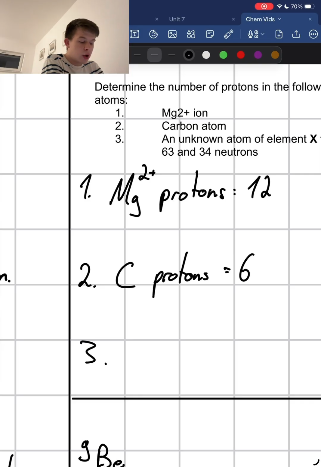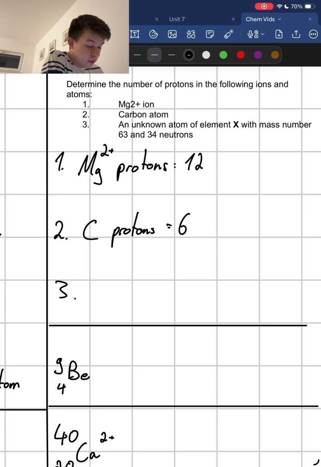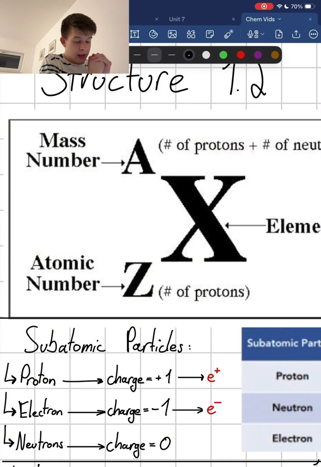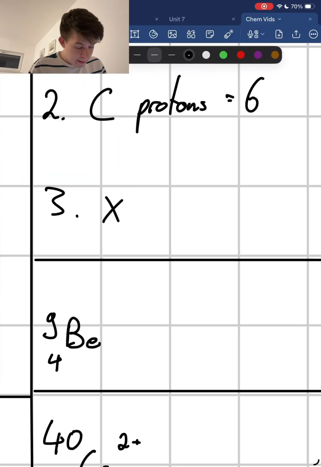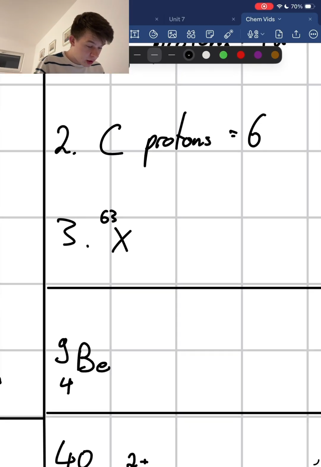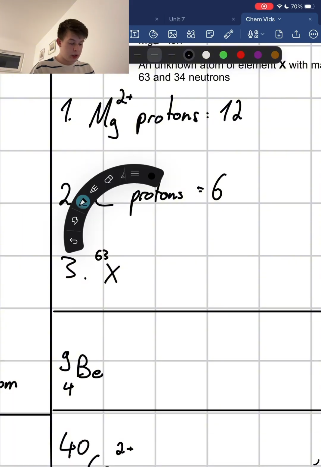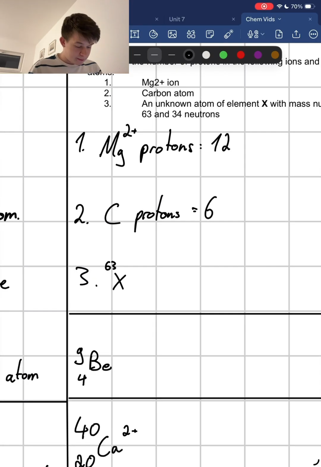And lastly, an unknown atom of an element X with a mass number of 63 and 34 neutrons. The mass number is protons plus neutrons, and what we need to find out is how many protons it has. How do we do it? We take the mass number, which is 63, and it has 34 neutrons. So we go on our calculator, 63 minus 34, which gives us 29.